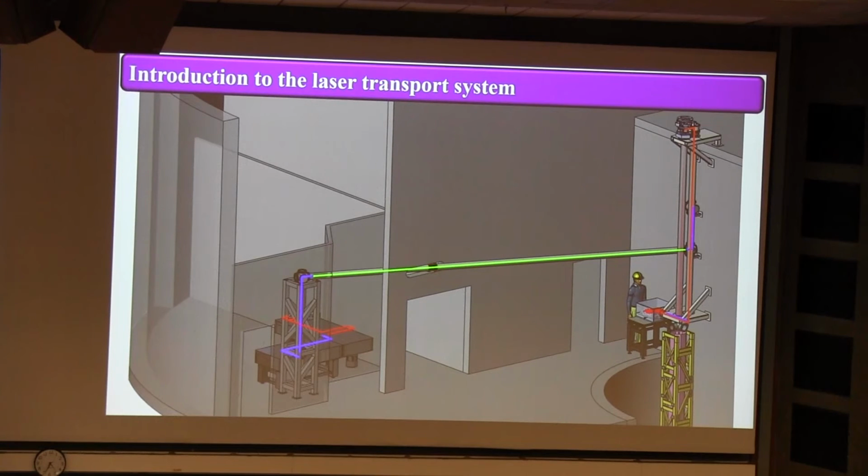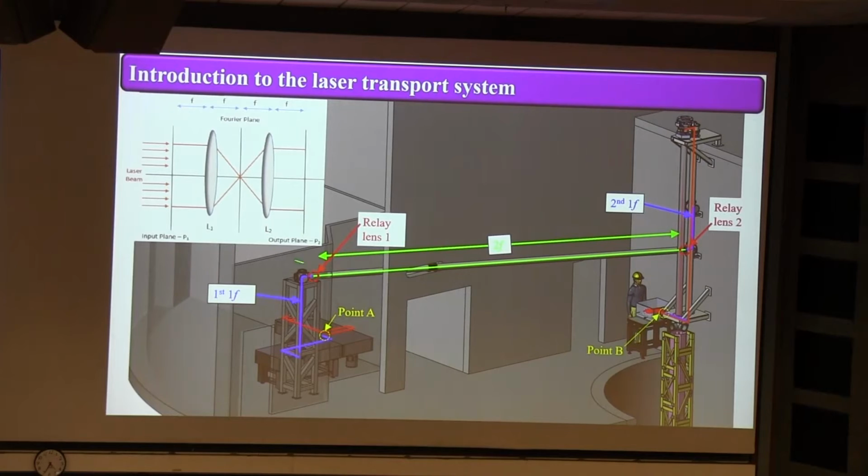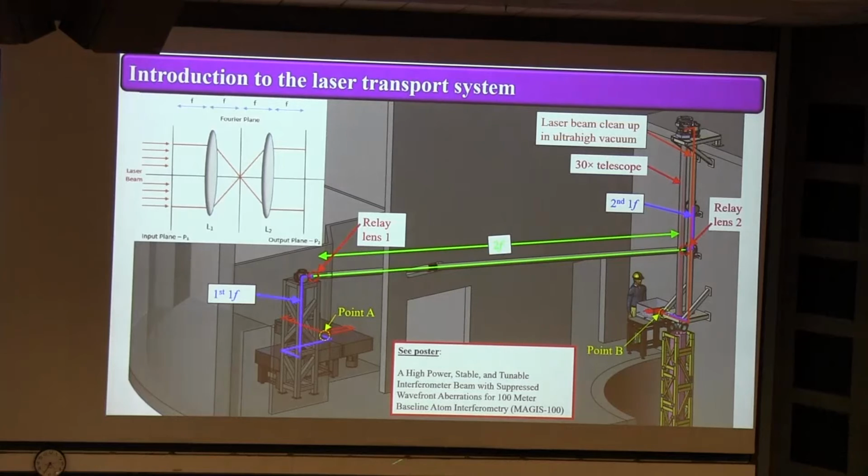So here's something we worked on very hard for the past year, where we transport the beam from the laser lab to the interferometer using this 4F method to avoid plane dip, which could lead to other problems. The idea here is to map point A to point B, and if we place relay lenses over here and over here, then we can successfully do that mapping. Then after the beam is delivered there, a little bit of cleanup occurs at the breadboard over here, where the beam is launched into ultra-high vacuum for a beam cleanup. For more details about this system, please see this poster.